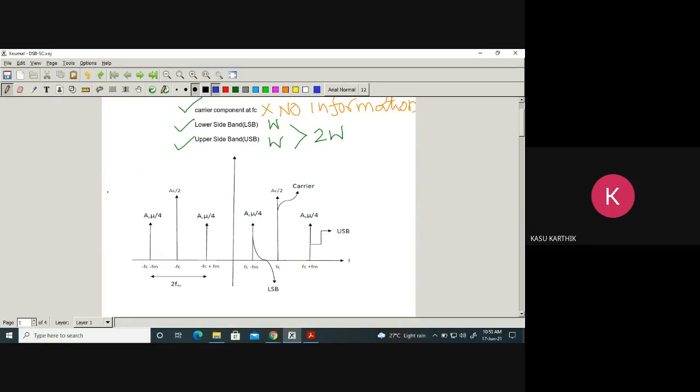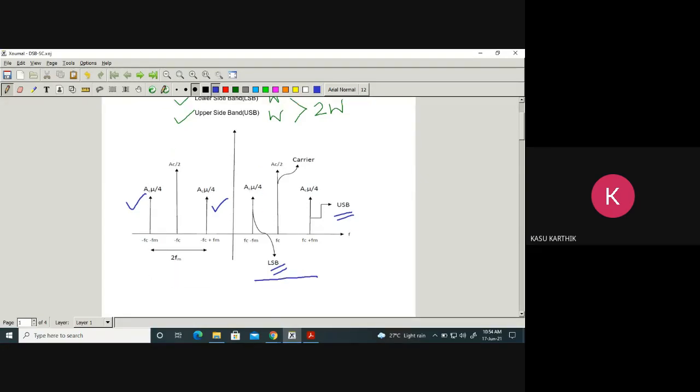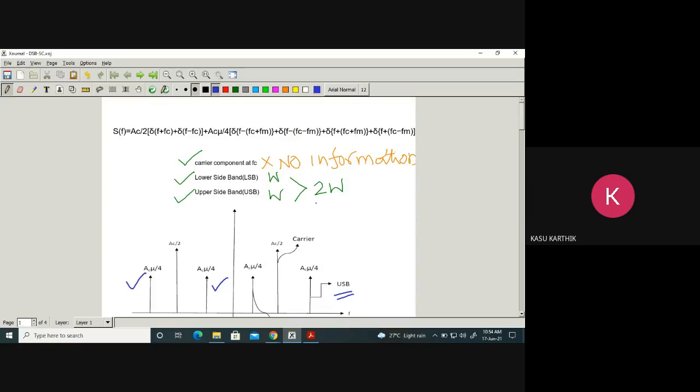Now, here we got all the components. This is the upper sideband. This is the lower sideband. Same thing on this side. This is the upper sideband. This is the lower sideband. Now, this amplitude is Ac mu by 4. This is also Ac mu by 4. What about this amplitude? Ac by 2. Now here, what is the bandwidth? What is this gap? It is fm. What is fm? fm is the highest frequency component of the message signal, or it is the message bandwidth.